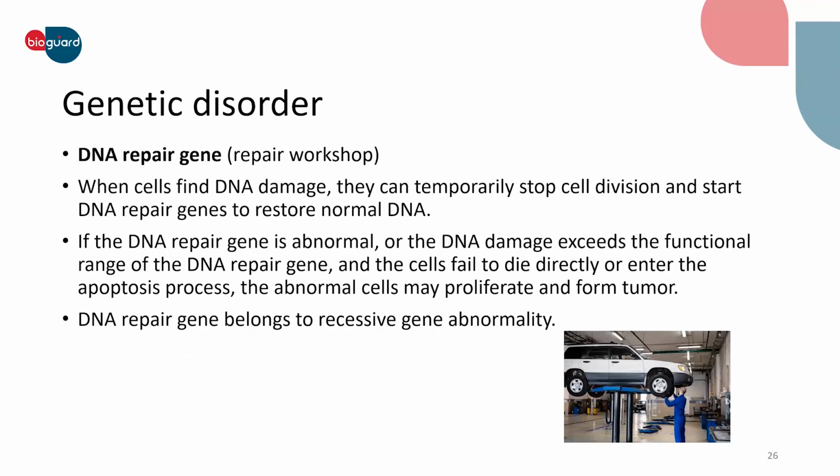Besides proto-oncogenes and tumor suppressor genes, DNA repair genes are another key defense. Think of them as the cell's repair workshop. DNA damage happens daily from UV light, toxins, or metabolism. In response, cells can pause division and then activate DNA repair genes to fix the damage. But if the repair system fails, either from mutation or damage, faulty DNA may be passed on. If apoptosis doesn't occur, this can lead to tumor formation.